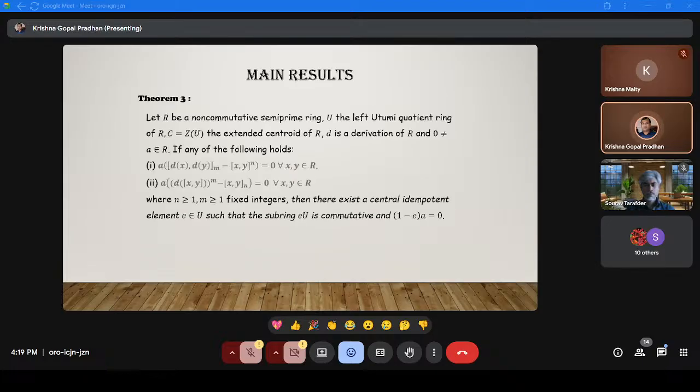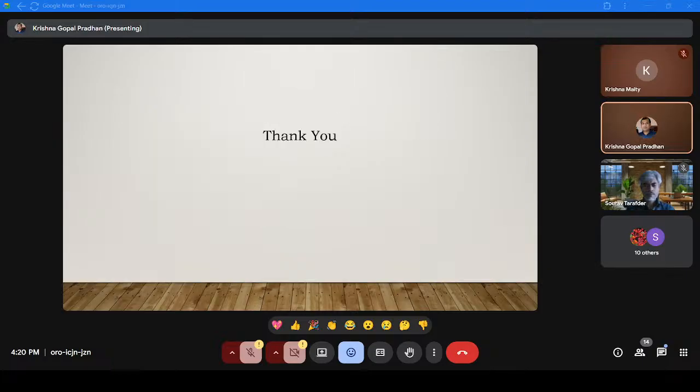We can generalize this result further by taking a generalized derivation, which is not introduced in this presentation, but we can generalize this result furthermore. So thank you.